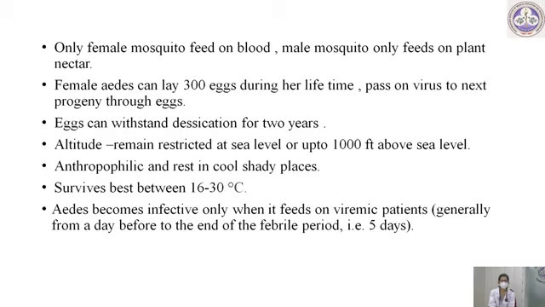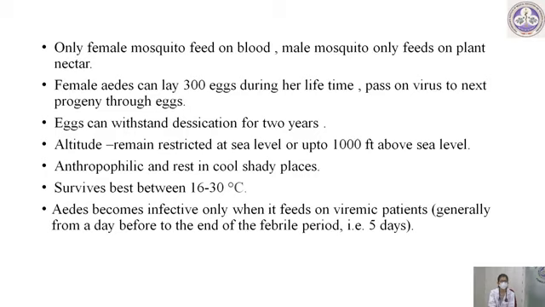Female Aedes can lay 300 eggs during her lifetime and pass on the virus to the next progeny through eggs. And eggs have a property that they can withstand desiccation even for 2 years. So even after they get water or favorable condition, they can hatch and the mosquito can arise from them. And altitude also remains a restriction for mosquito because they can't fly above 1000 feet above the sea level. They are anthropophilic and rest in cool, shady places and survive best between 16 to 30 degrees centigrade.